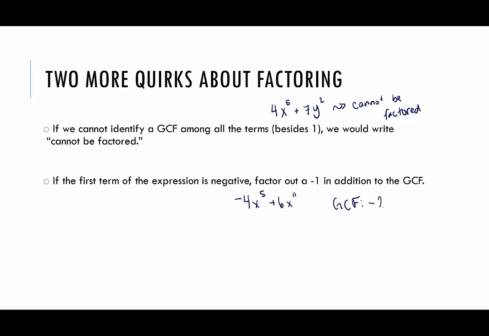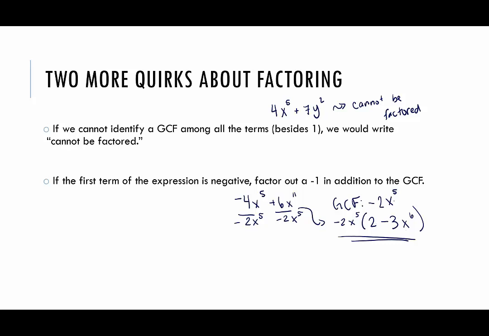So here we would factor out a negative 2x to the 5th because 2x to the 5th is the GCF. Then when we divide, we're going to divide them both by negative 2x to the 5th. And this would factor into, well, we have the GCF out in front, negative 2x to the 5th. Negative divided by negative is positive. 4 divided by 2 is 2. X to the 5th divided by x to the 5th is 1. And 2 times 1 is 2. Positive divided by negative is negative. 6 divided by 2 is 3. X to the 11th divided by x to the 5th is x to the 6th. So this would be our final factored answer here if we had the first term negative.